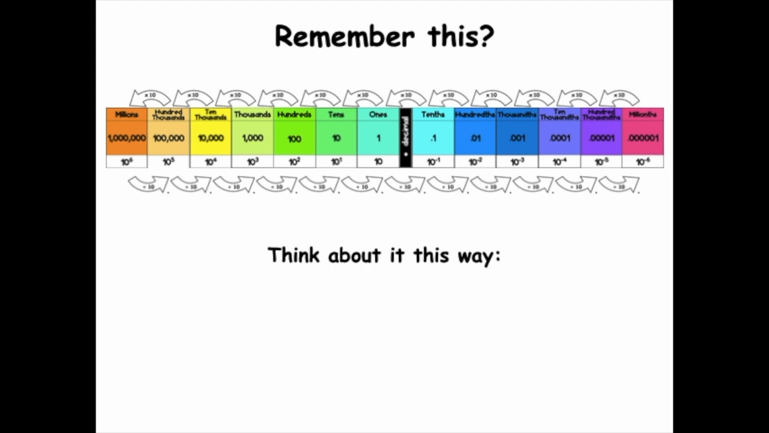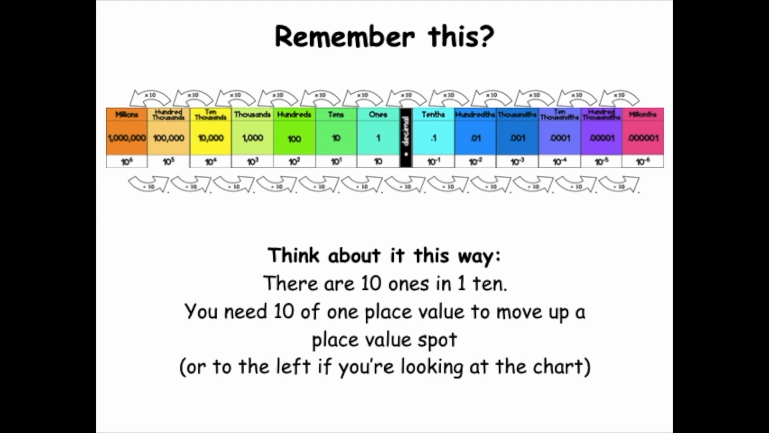Realistically, what we're doing here with our place value chart is we're thinking about it this way. There are 10 ones in one 10. That means I need 10 little tiny cubes to make one French fry. I need 10 of one place value. It doesn't matter which one, because the pattern continues through the entire place value chart. So for example, looking at the chart in front of us right now, if I had 10 hundred thousands, I don't know what those cubes would look like, but if I had 10 hundred thousands, I would have 1 million. I just move one spot over. Once I have 10 of something, I can move to the left.